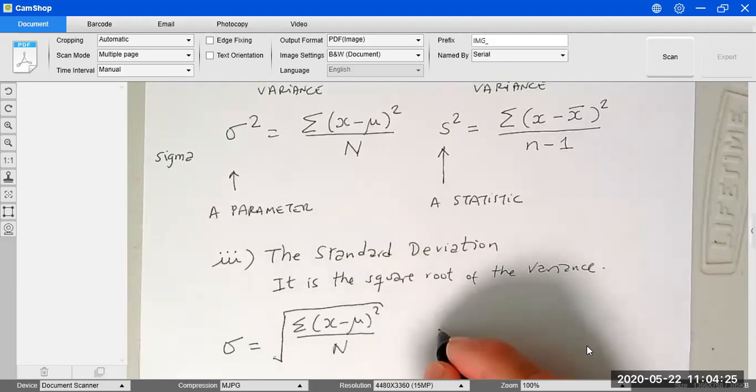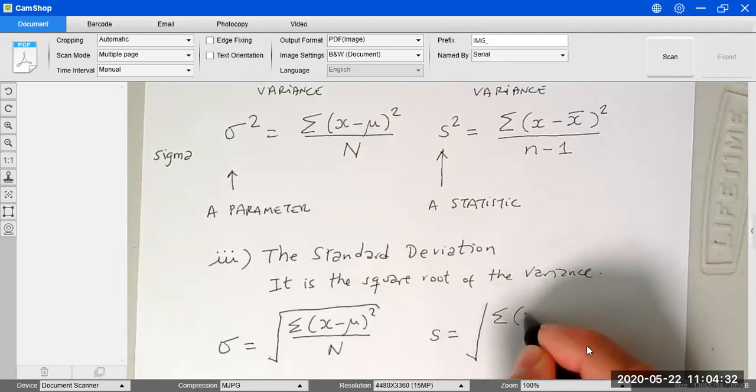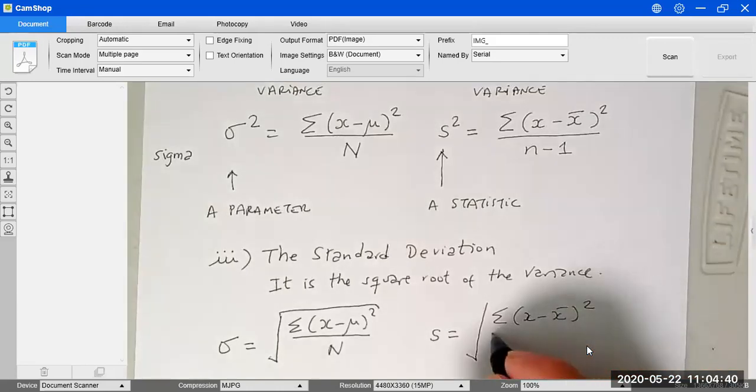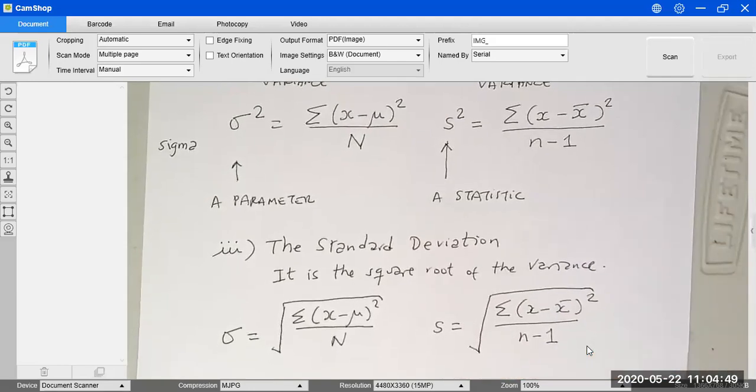The sample standard deviation is s, and it's the square root of the sum of the differences between any value and the mean of the sample, those differences squared, then added, and finally the sum divided by n minus 1. We take the square root of that, and that is the standard deviation of the sample. There is something very important that I need to tell you.